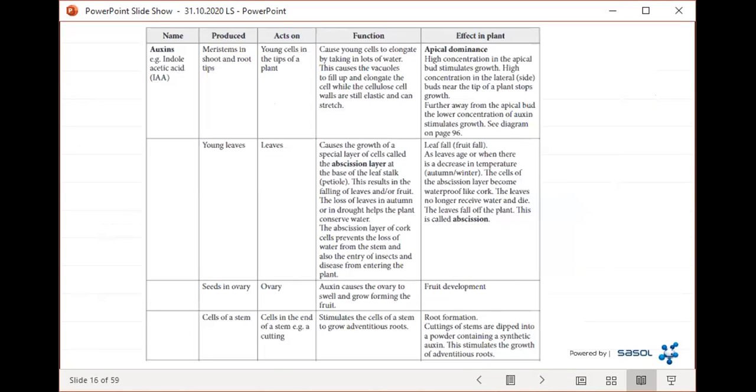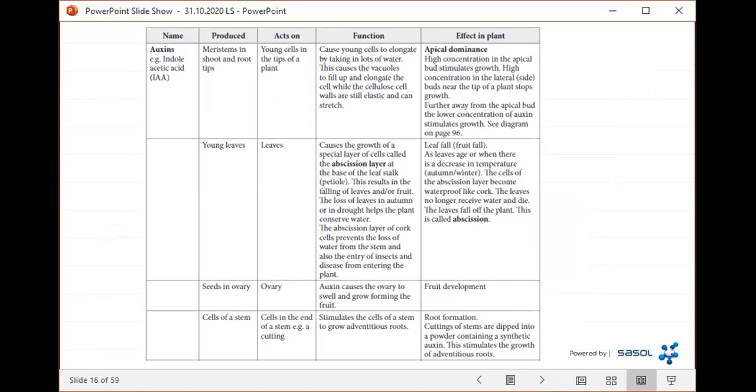Here we have a summary of the hormones as well as their functions, and we can just quickly go through them. So we have the auxins, and a typical auxin that we know of is indole acetic acid, or IAA. If you just know it as IAA, that is also fine. Auxins are produced in the meristems, in shoots, as well as root tips. It acts on young cells in the tips of the plant.